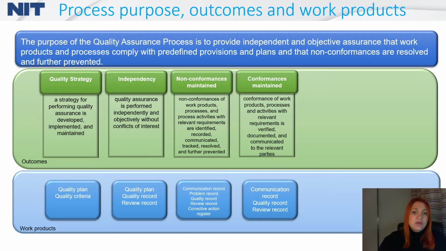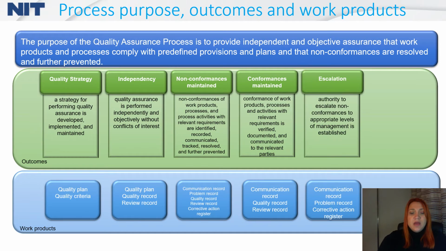Then we need to ensure that conformances are maintained, not only the non-conformances, but also the conformances. We need to ensure that in the quality assurance process, there is a proper escalation, that the authority for the escalation of non-conformances to appropriate levels of management is established. For that, the quality manager or quality responsible needs to have a communication record and problem record, of course, as well as a corrective action register.